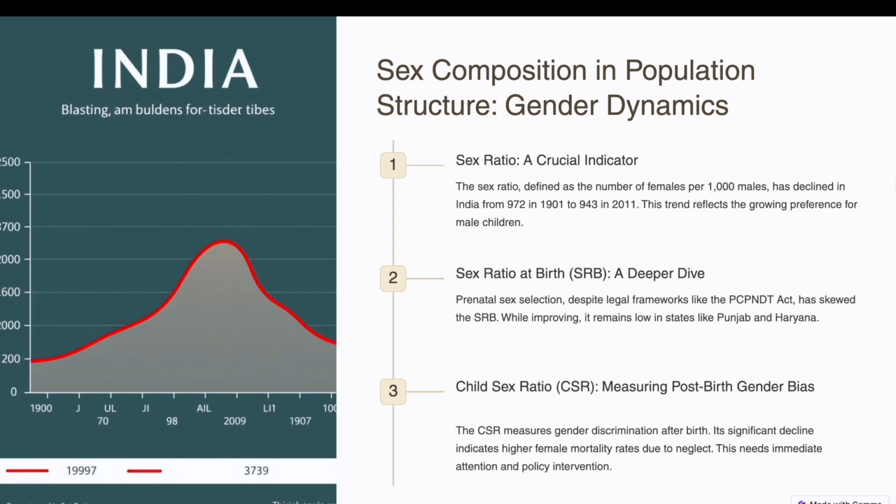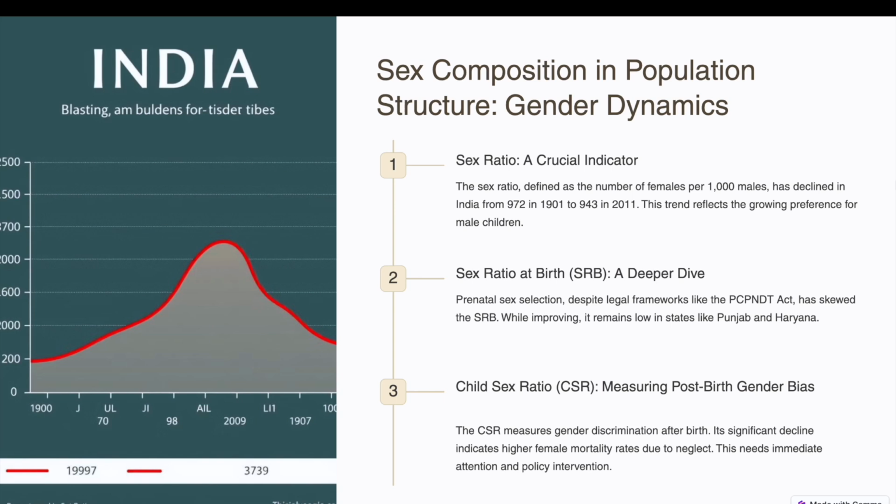The Indian government has introduced several legal initiatives to combat this issue. The Prenatal Diagnostic Techniques (Regulation and Prevention of Misuse) Act 1994, and the Preconception and Prenatal Diagnostic Techniques (PCPNDT) Act 1996, aim to curb the misuse of prenatal diagnostic technologies to select for male children. Despite these efforts, the SRB remains skewed in many states.